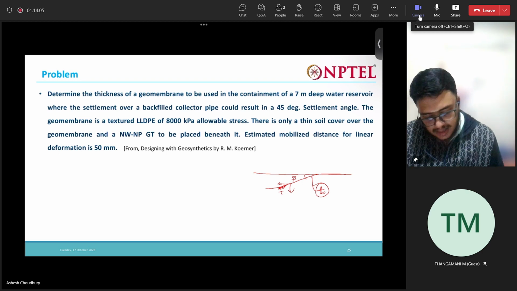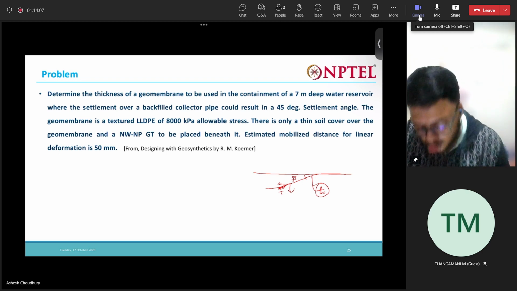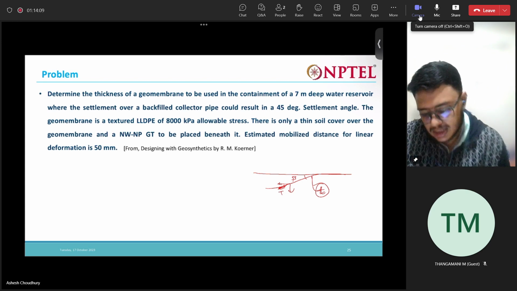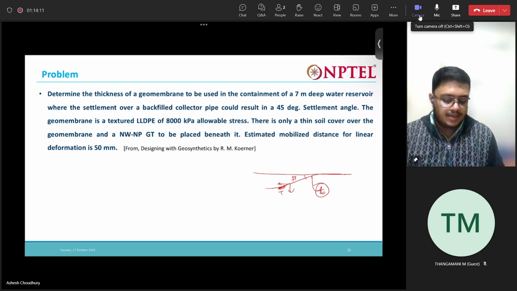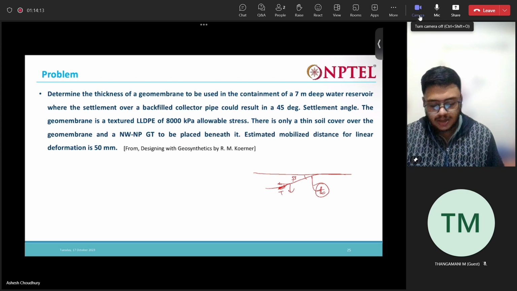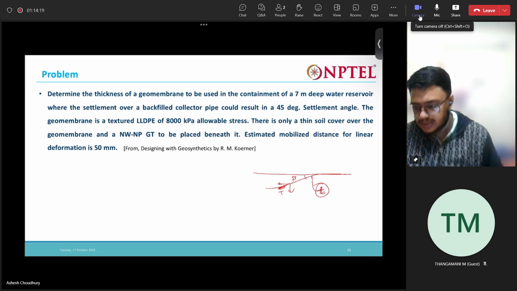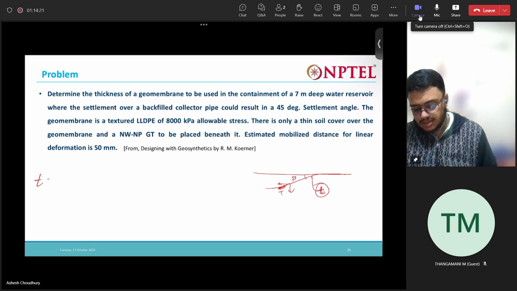So everything is given: settlement angle is given, the geomembrane is textured, LLDPE, 8000 kPa allowable stress is given. It is only a thin soil cover over the geomembrane. The estimated mobilized distance for the linear geometry is 50 mm. Okay, so directly we'll just use the formula for thickness.